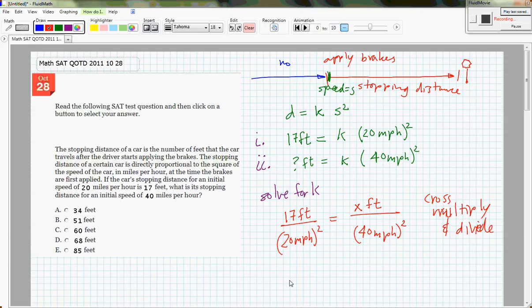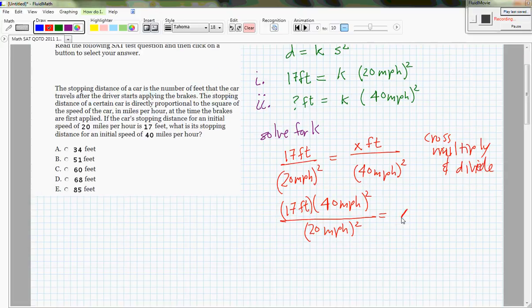Divide means I get 17 feet times 40 miles per hour squared all over 20 miles per hour squared equals what? Equals the stopping distance in feet. Because miles per hour, when they're squared, they're divided by, and it cancels out. So we should be good.